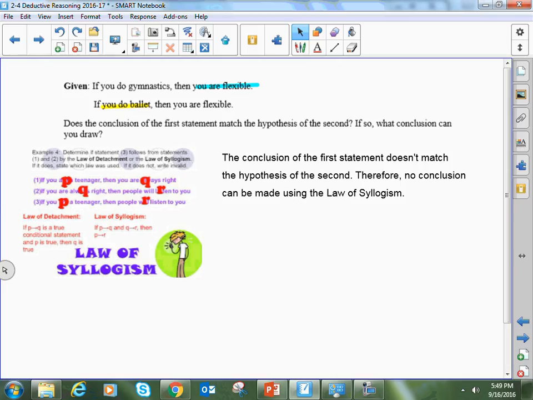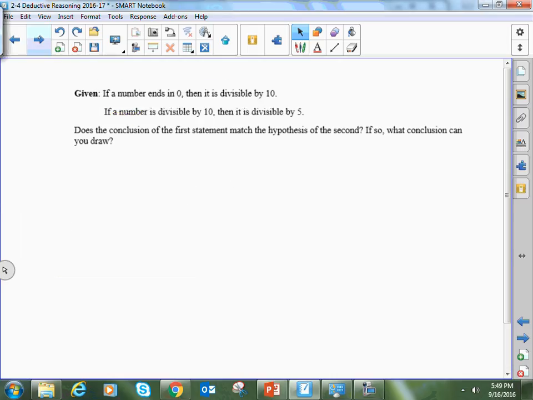And in our second example that you practiced on your own, here again I'm going to look at the conclusion of the first statement that says something is divisible by 10, then compare it to the hypothesis of the second statement, which also says a number is divisible by 10. So therefore they are talking about the same thing, which allows me to make the conclusion, if a number ends in 0, then it also is divisible by 5.